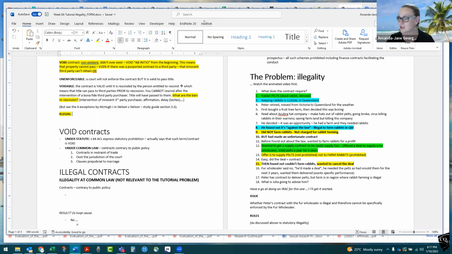Okay. Ex turpi is the, sorry, that's my dog. His name is Ollie.